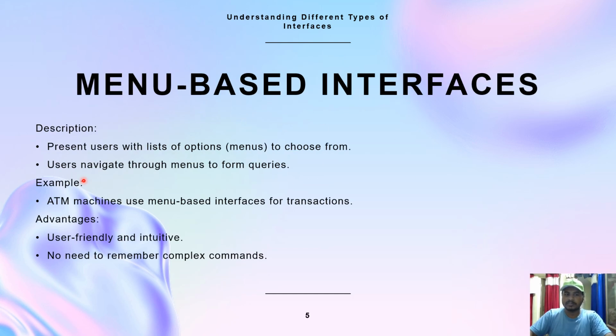And menu-based interfaces. The basic description is present users with a list of options. There are menus to choose from. Users navigate through menus to form queries. Example, like ATM machines use menu-based interfaces for transactions. As you have gone to many ATMs, you can see it is based on menu-based interfaces, like you select, then it will navigate you to what you have to do, what you have to input, and how you get the output as the cash or the receipt. Then advantages, user-friendly and intuitive. No need to remember complex commands.